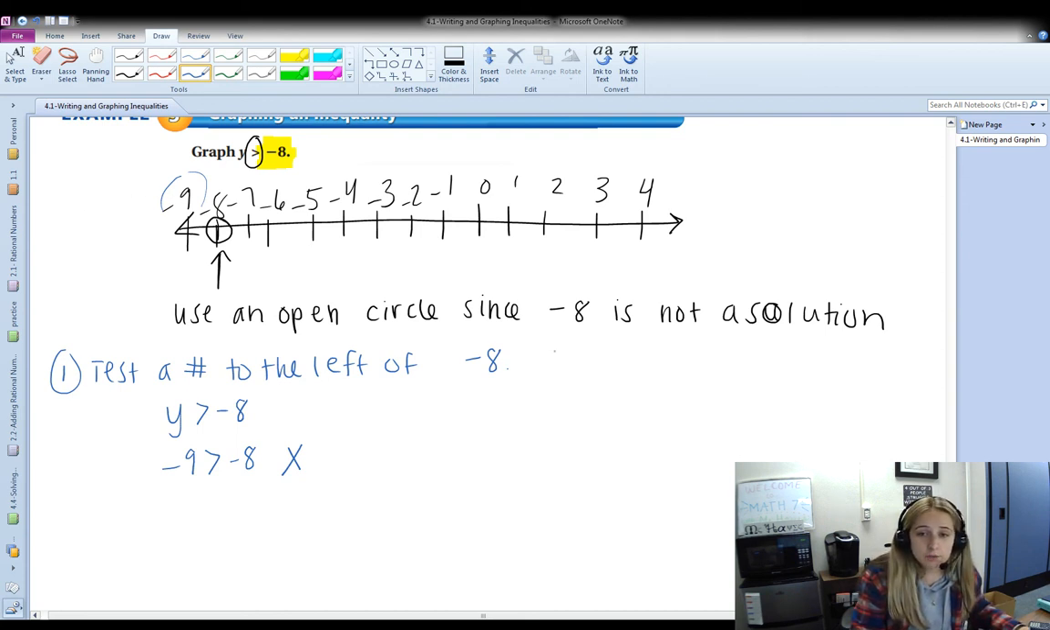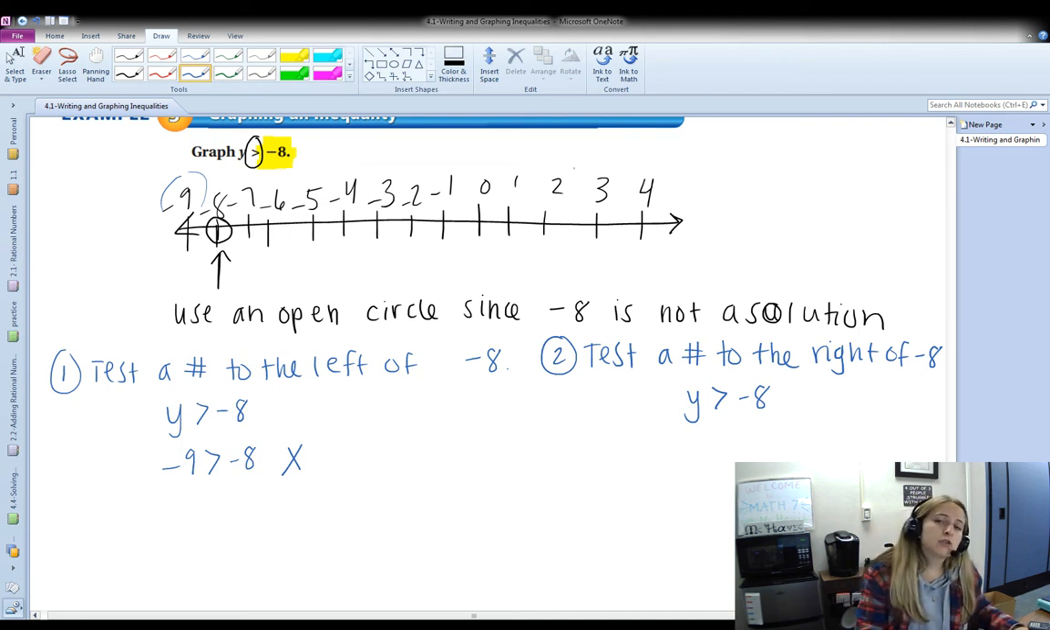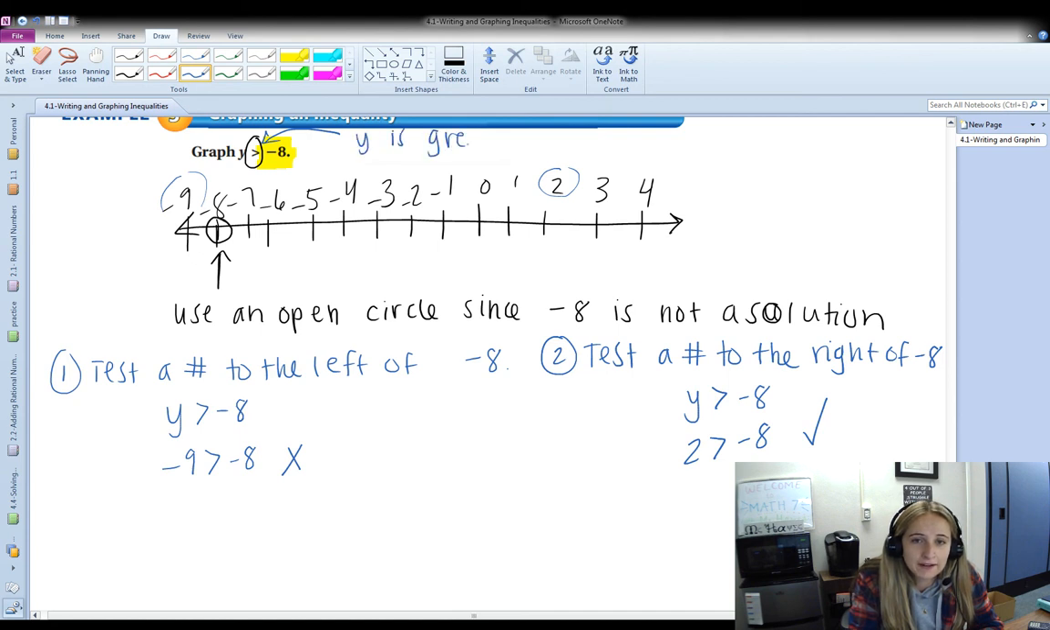So now, to be sure, we need to test a number to the right of -8. So we're going to write the inequality, and then you can literally choose any number. I'm going to choose 2 because that's on the right of -8. So 2. Is 2 greater than -8? Yes, 2 is greater than -8, okay? And remember, this inequality sign means that y is greater than -8, okay? So we want the greater numbers. So we check the numbers. We know that the ones to the right are a solution.